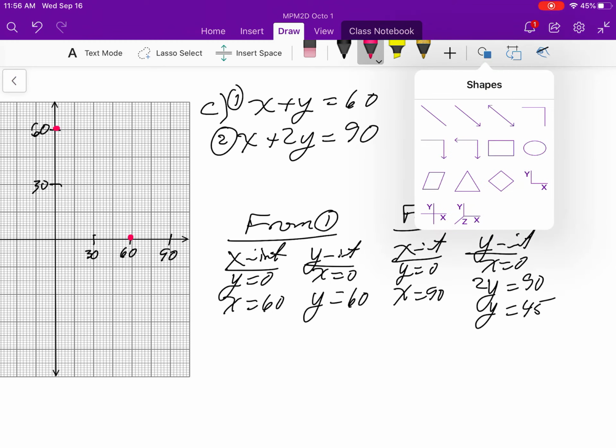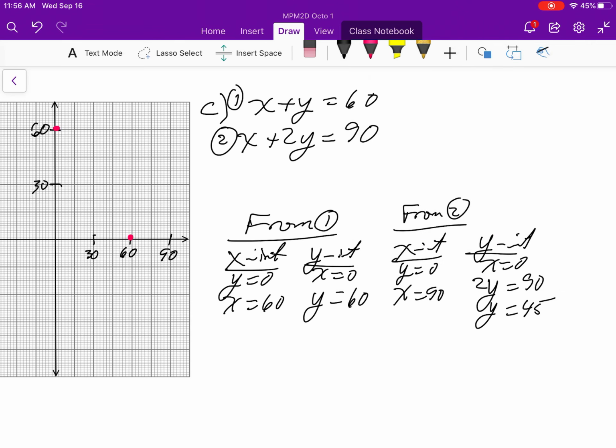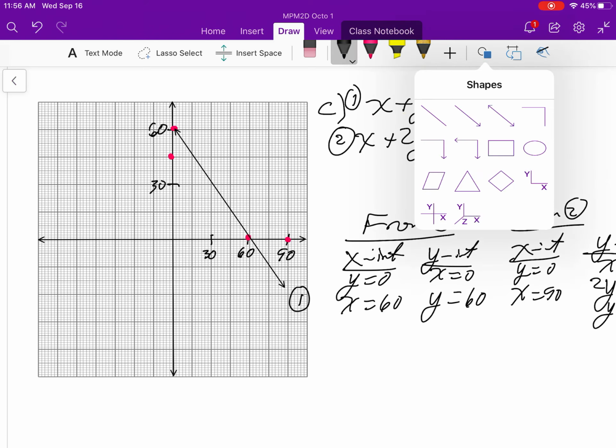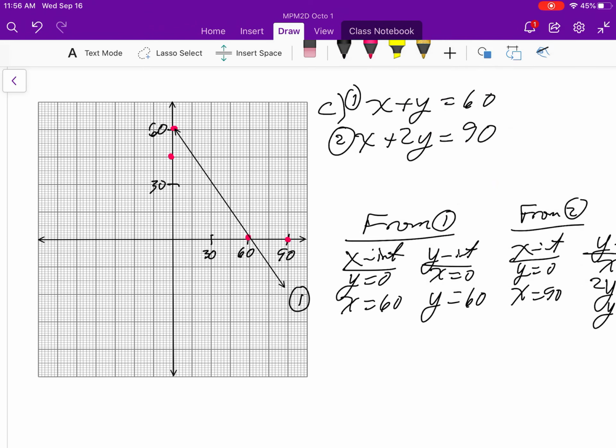So again, we'll use our tool for graphing lines. We've got it there. That's our equation 1. Now for our second one, we need a y-intercept of 90 and our x-intercept at 45. And we will take a look at our line there, graphing through each one. We're set there. And that's our equation 2.